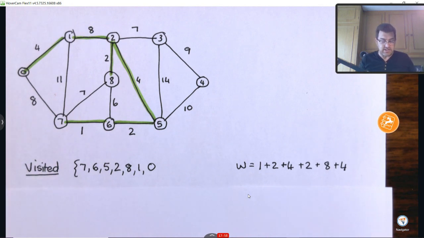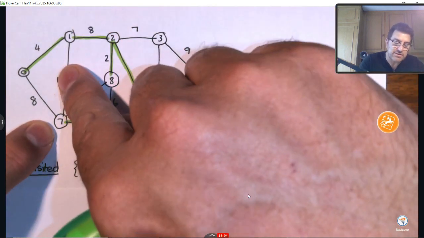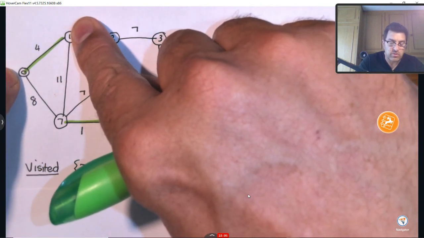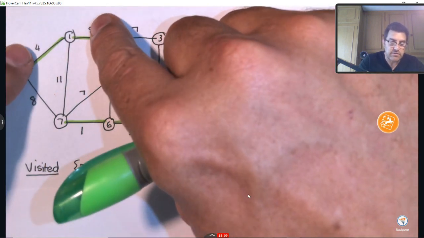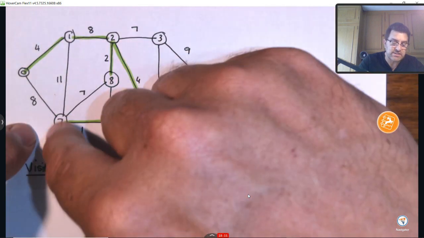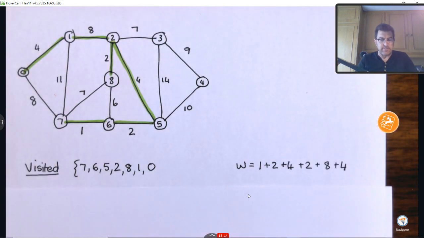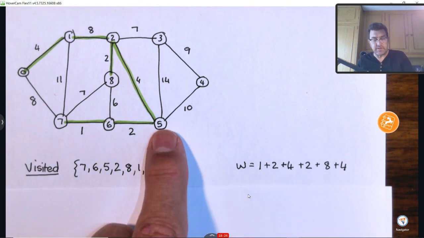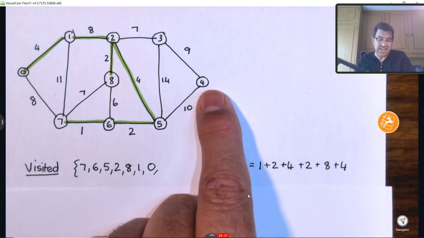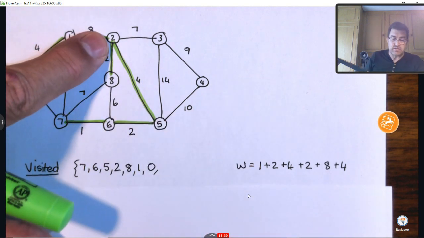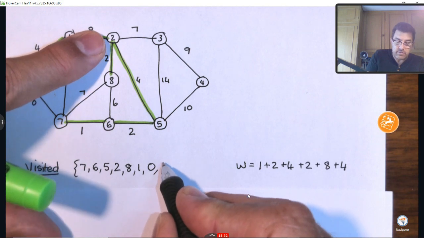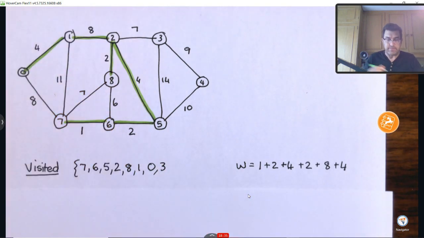Okay, now please check this. If we had gone from 7 to 1, we would have used 11. And then to 0, it would have been 15. So this 12 is still less than the 15. The only two vertices that we haven't visited yet are 3 and 4. Okay, so let's choose. If we go back to 5, we're going to have 10 here. So I suggest we go to 2 and we visit vertex 3.